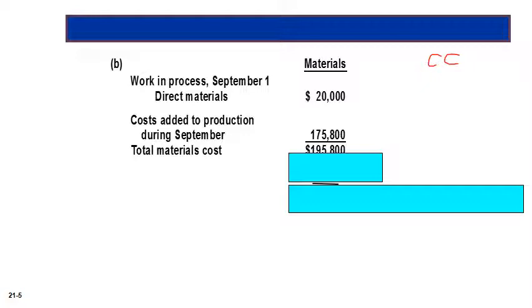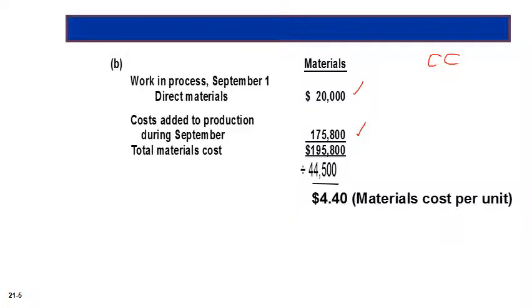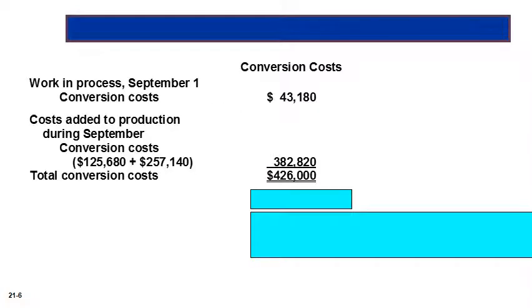They told us in this problem that the beginning inventory materials cost was 20,000, and then we added during December $175,800. So the total material cost we have is $195,800. Then I'm going to divide that by the total equivalent units we just calculated above, which gives us a per unit cost for materials of $4.40.